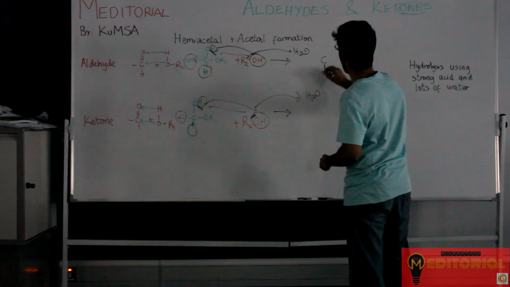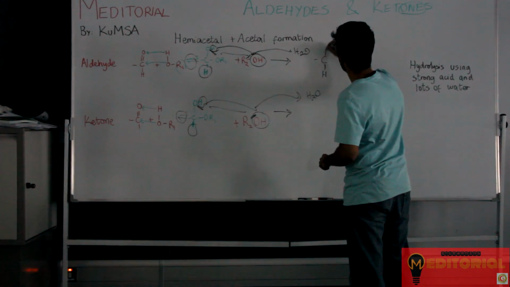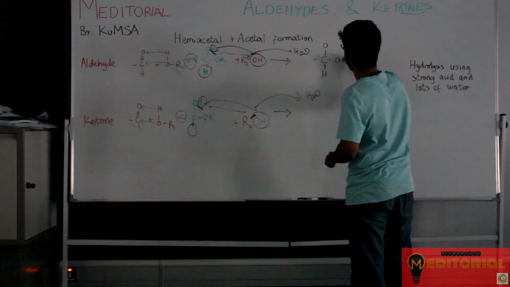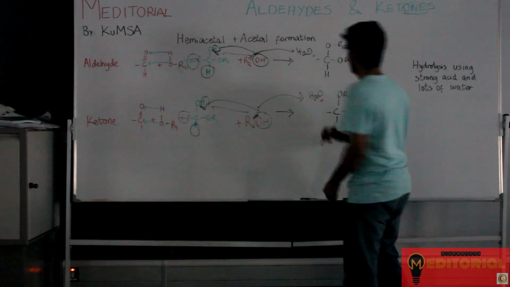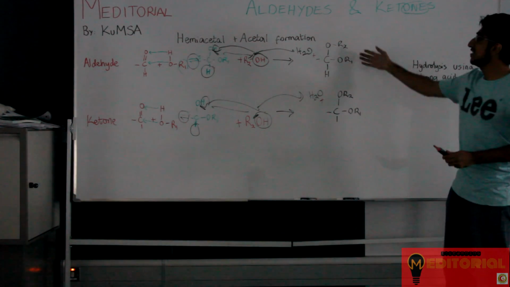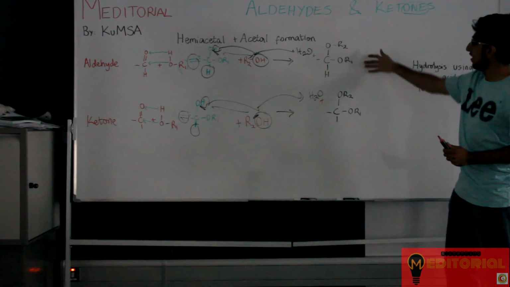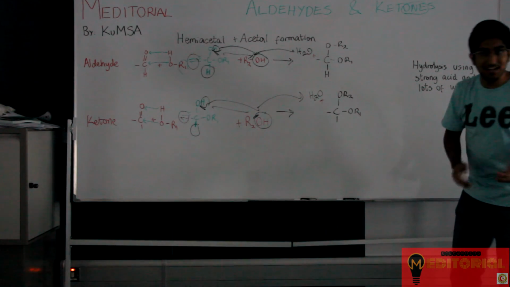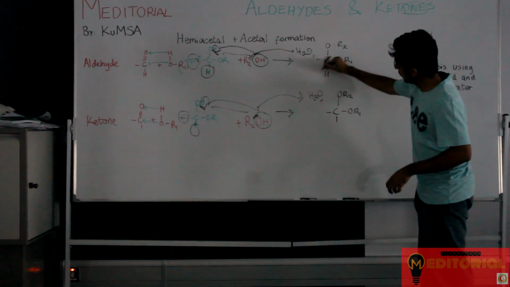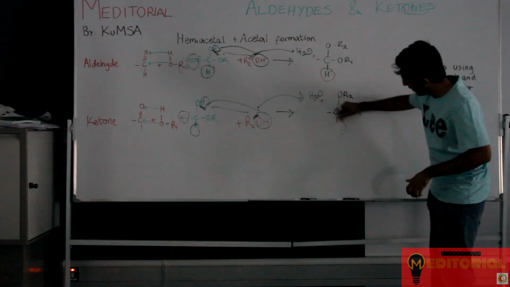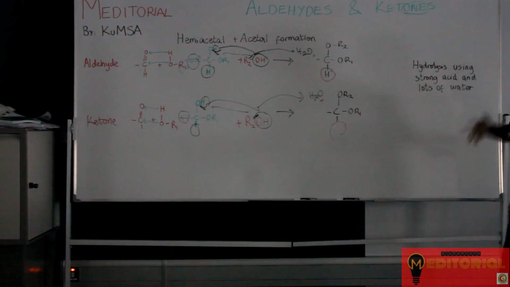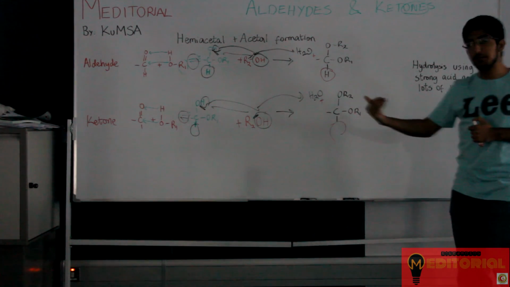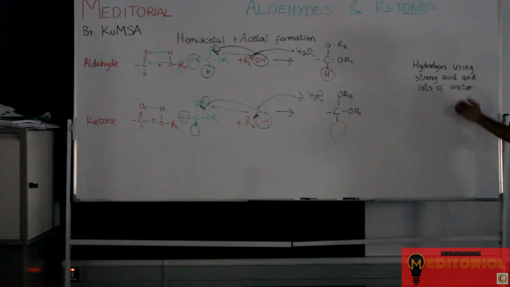So if I draw out my hemiacetal first, and then I add there. You can see there's an acetal here and an acetal here. They look almost exactly the same. However, like I told you, the only difference is the hydrogen here. As for hydrolysis, you can actually reverse this entire process by using a strong acid and lots of water.